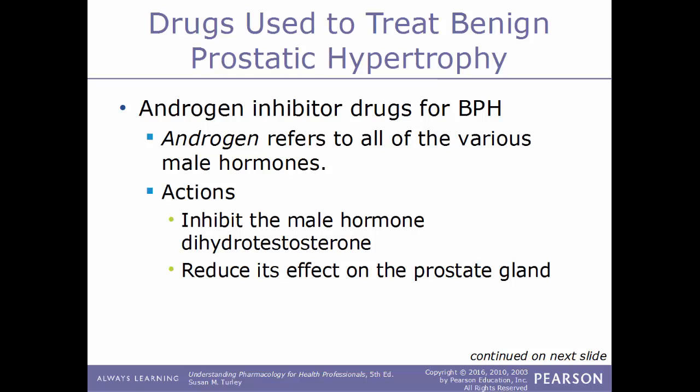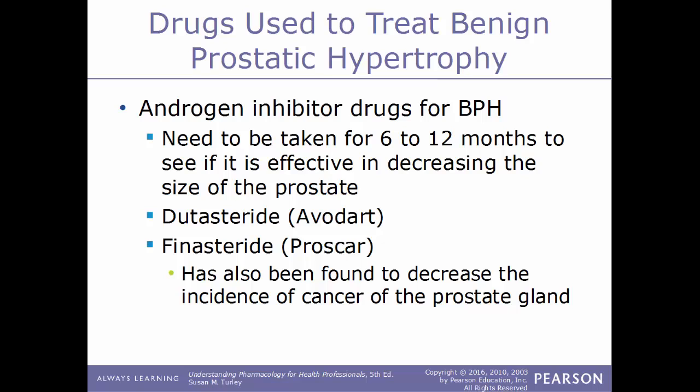The way that this class of drugs works is they inhibit the male hormone dihydrotestosterone. By inhibiting this hormone, it will reduce the effect on the prostate gland. So it will cause the swelling to go down. And this kind of drug needs to be taken for anywhere from 6 to 12 months in order to see if it's effective or not in decreasing the size of the prostate.